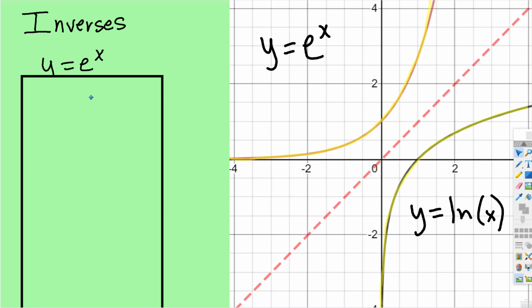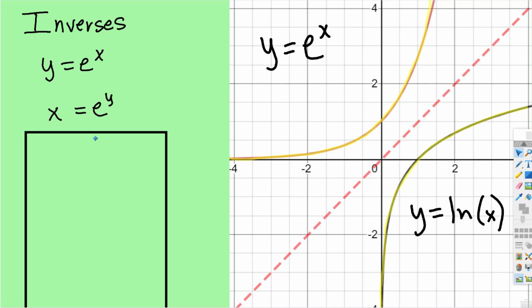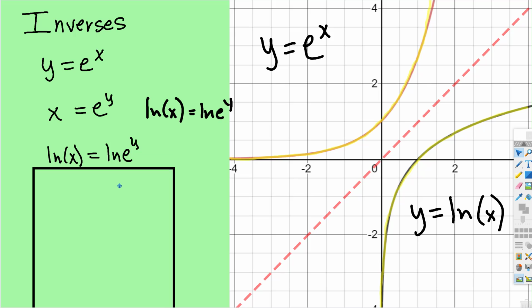So if we start with y is equal to e to the x, we're going to swap the x's and the y's. Well, in order to get the y by itself, remember when you have e for a base, the only way to get rid of the e is to take the natural log of both sides.